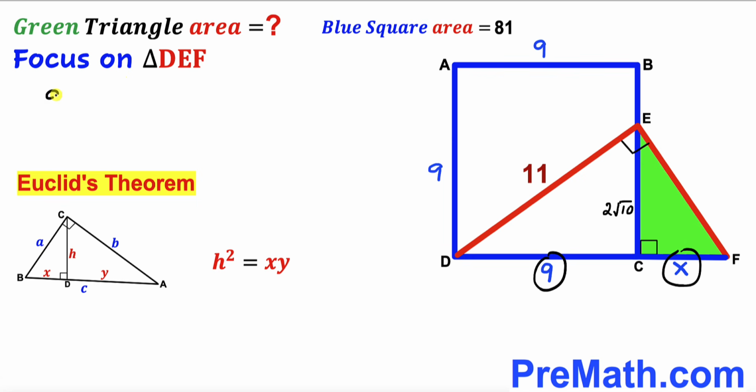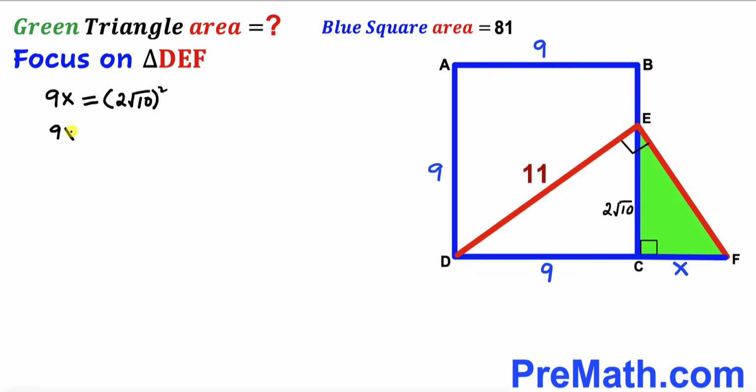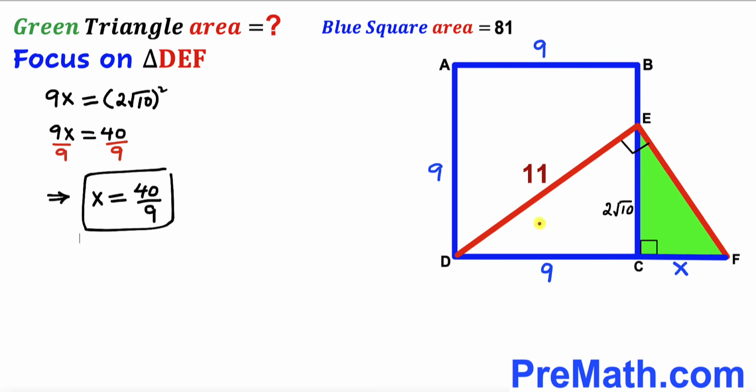So I can write 9 times x is going to be equal to the square of this height, which is 2 times the square root of 10, whole squared. So we end up with 9x equals 40. Now I'm going to divide both sides by 9 to isolate x. So our x value simply turns out to be 40 divided by 9 units.